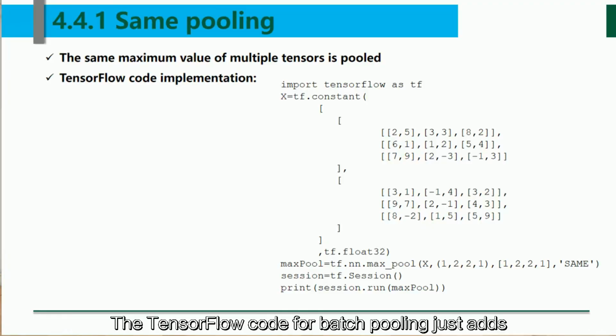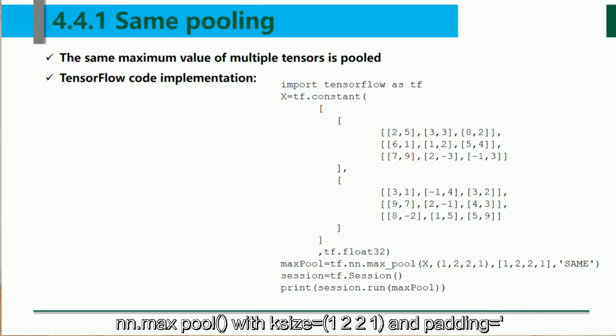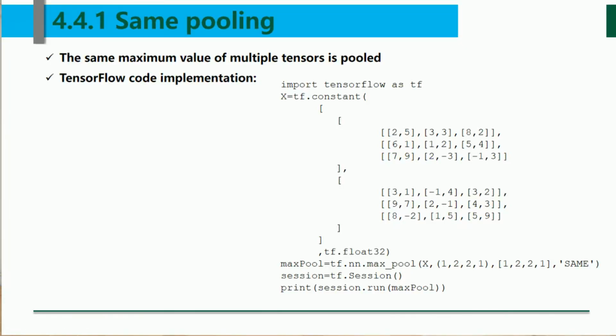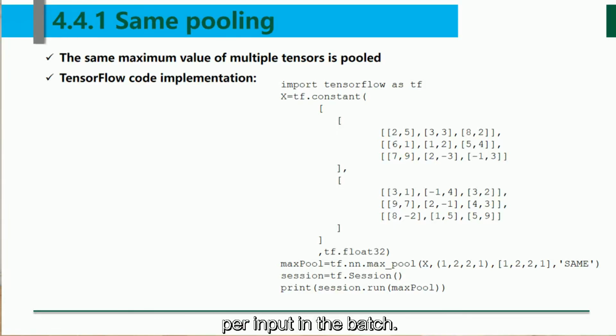The TensorFlow code for batch pooling just adds a batch dimension to the input. Here, x is shaped 2, 3, 3, 2, 2 tensors in the batch, and we use the same tf.nn.max_pool with ksize equals 1, 2, 2, 1, and padding equals same. The output shape is 2, 2, 2, 2, 1 pooled tensor per input in the batch.